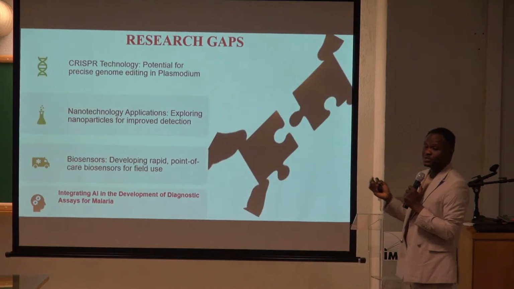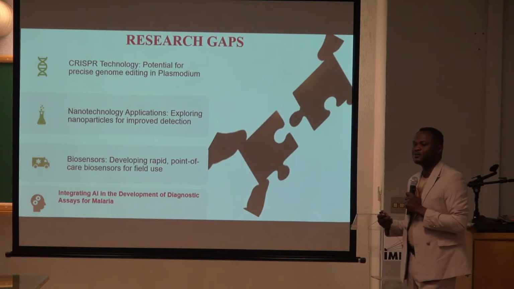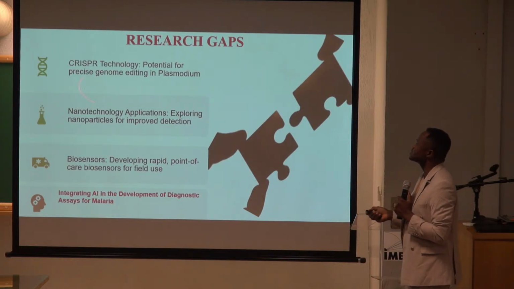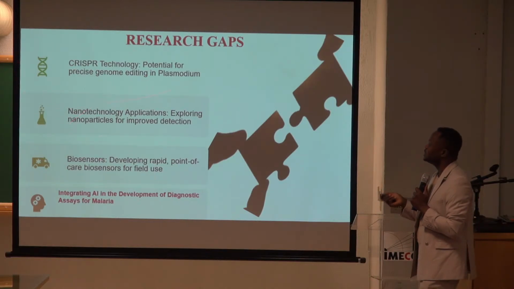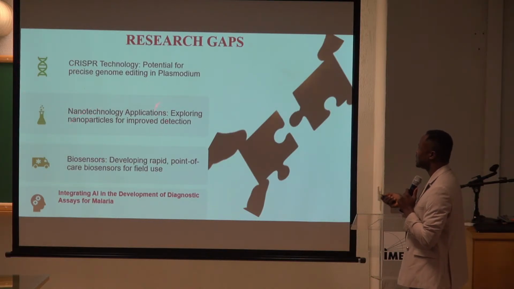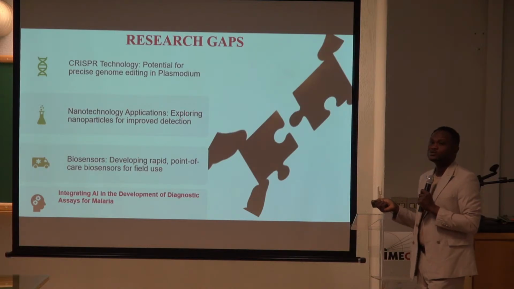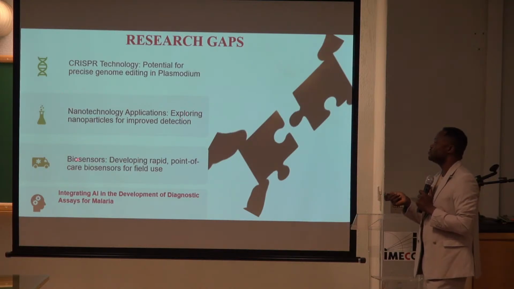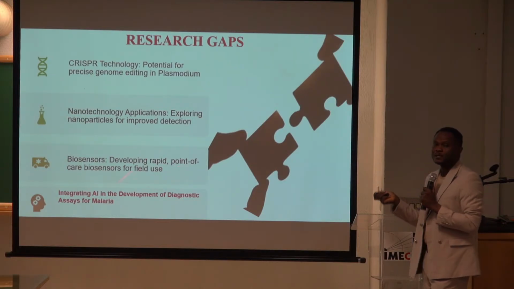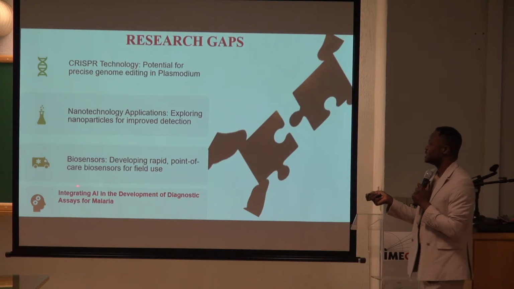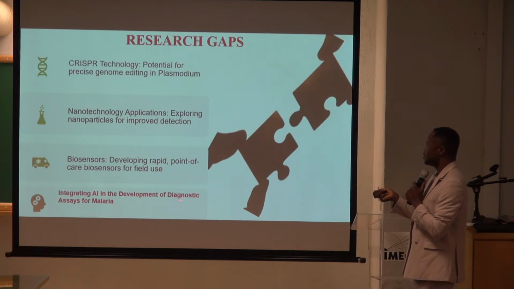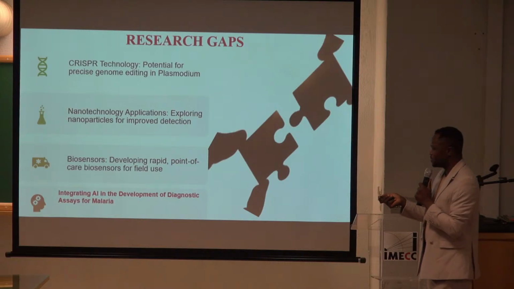So what are the research gaps that we still have in malaria research? One of them is CRISPR technology. There is still need for more work to be done in CRISPR. We have nanotechnology applications that we can use to improve detection, and we have biosensors for developing rapid point-of-care tests. Then there is this part, which aligns well with my research focus: integrating AI in the development of diagnostic assays for malaria.